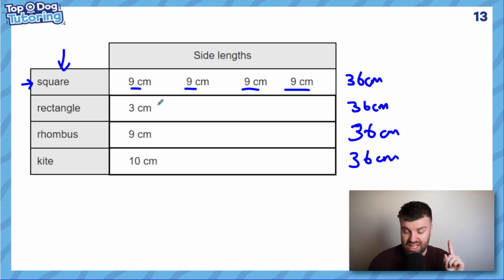The number one thing to think about is when you add up all the sides of this rectangle, it has to be 36. When you add up all the sides of the rhombus and the kite, also has to be 36 for each one. Have a go and think, what are the features of each shape? I'll show you how to answer it properly after.